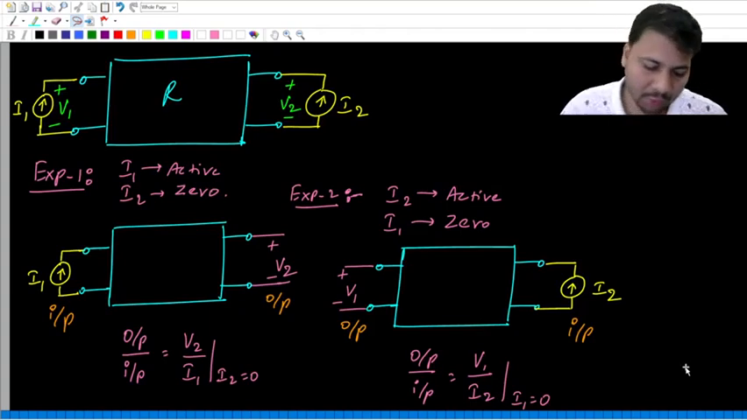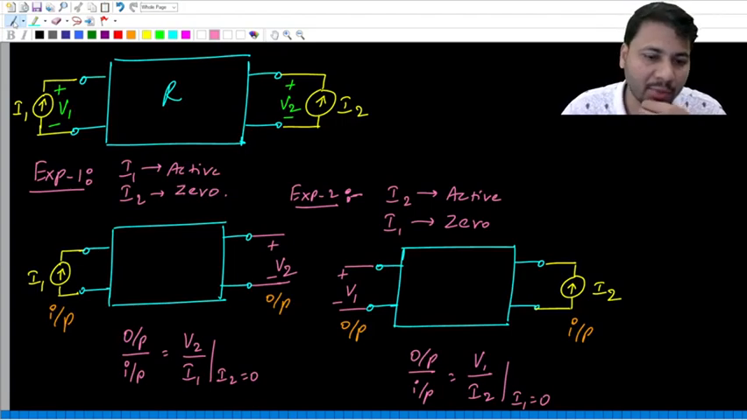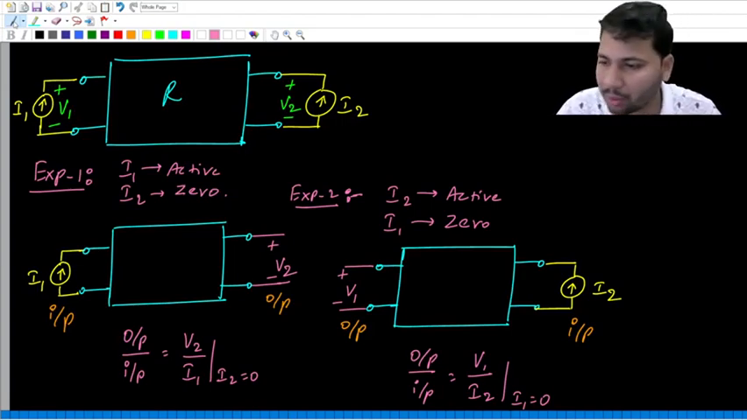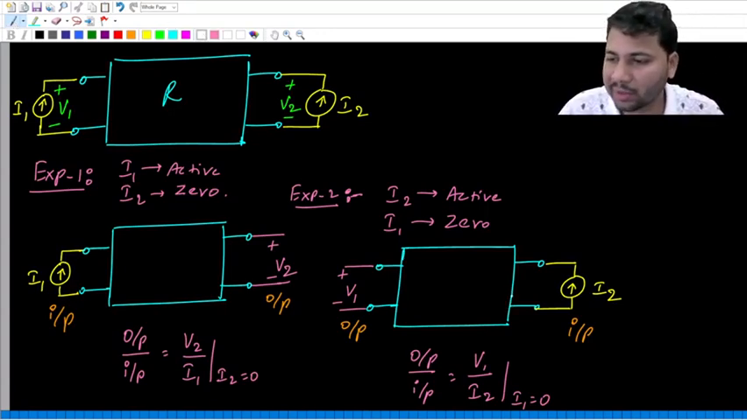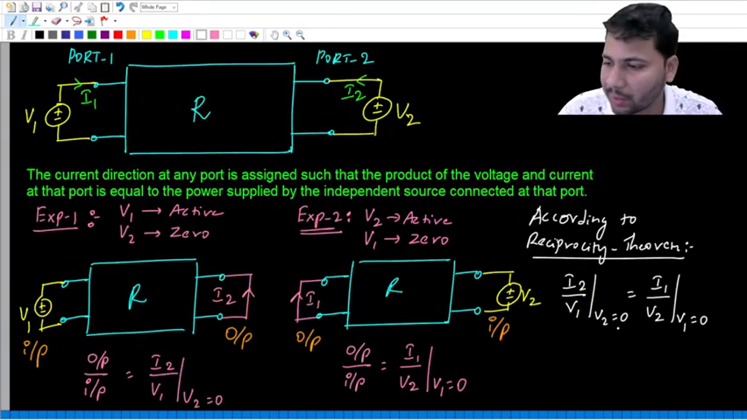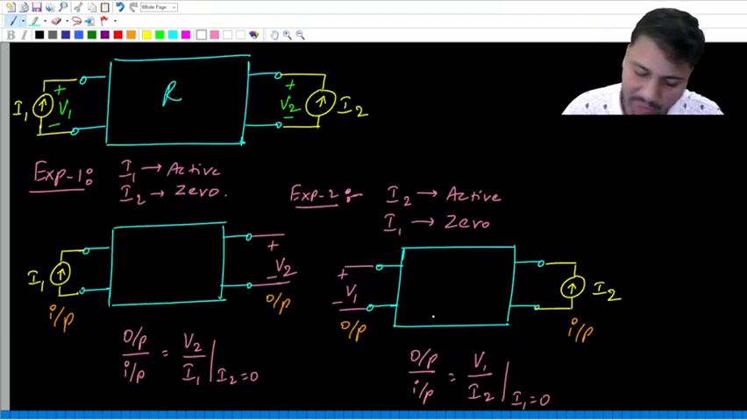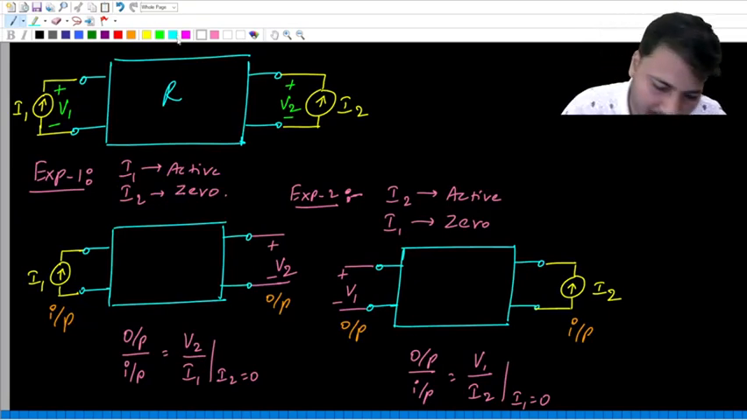That's all. So for the original circuit, we have performed the two separate experiments, and in each experiment we found the ratio of output to input. Now this reciprocity theorem tells us the relation between the two ratios. Once again, reciprocity theorem tells us that these two ratios are equal. Earlier also the two ratios were equal according to reciprocity theorem. Now also according to reciprocity theorem, the two ratios are equal.